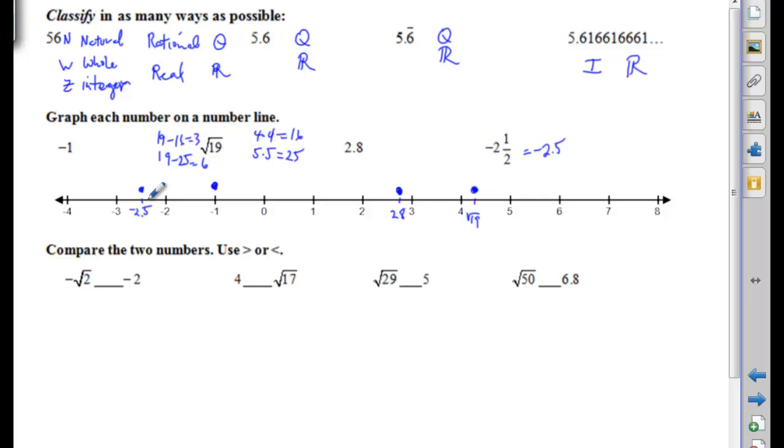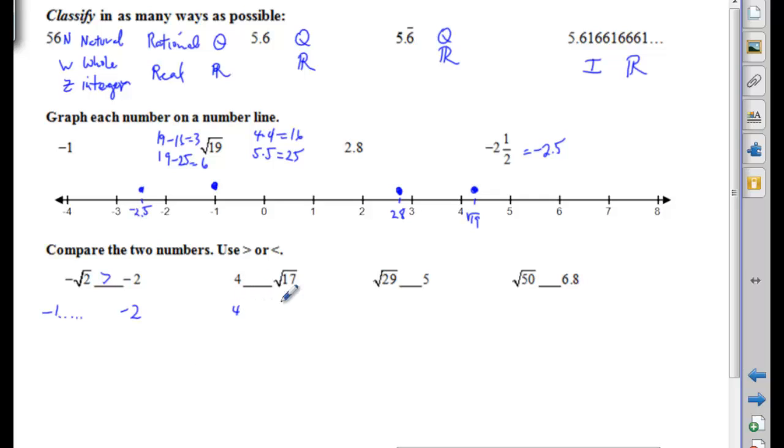Okay. Last little part in here, if we want to compare two numbers and use inequalities. For instance, this is negative 2, that doesn't change. We know the square root of 2, well, we know 1 times 1 is 1, and then 2 times 2 is 4, so it has to be about 1 point something. So this is going to be negative 1 point something. Which one is bigger? We know that negative 1 is bigger than the negative 2.